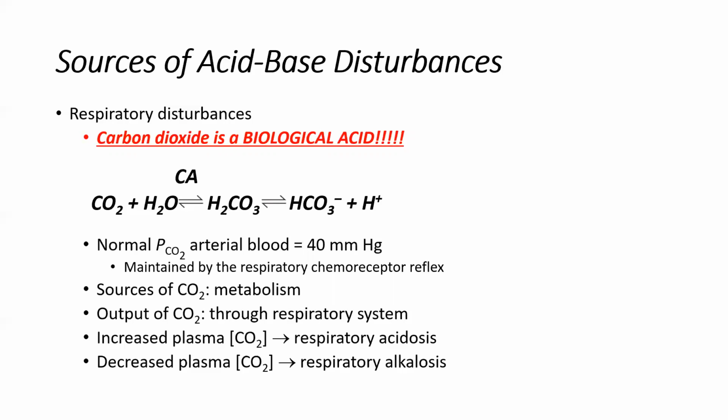Now, the main takeaway here is that the respiratory disturbances are caused by the lungs. So if we see the word respiratory in front of a disturbance, we know that the initial imbalance is happening in the lungs. And if the initial imbalance is happening in the lungs, that is going to influence the plasma CO2 directly.